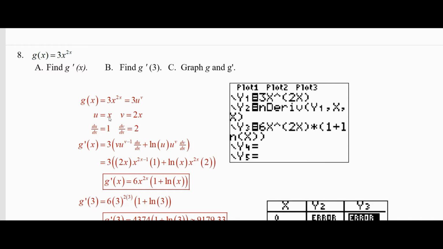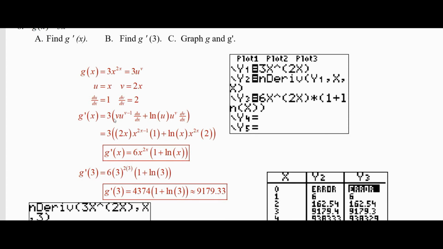Okay, the derivative of u with respect to x is 1, the derivative of v with respect to x is 2. So what you do is, I just pulled the 3 out front, and then you treat it as a power rule first: v times u to the v minus 1 times the derivative of u, plus you treat it as an exponential rule: natural log of u times the original function u to the v times the derivative of v. Okay, so just substitute back in. v is 2x, u is x, and then this is 2x minus 1 for the power. That derivative of u is 1.